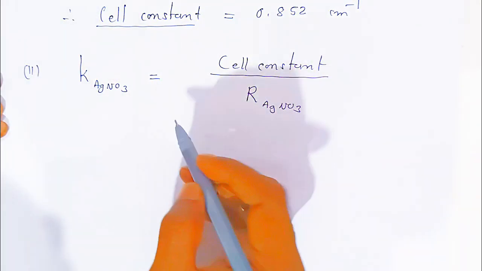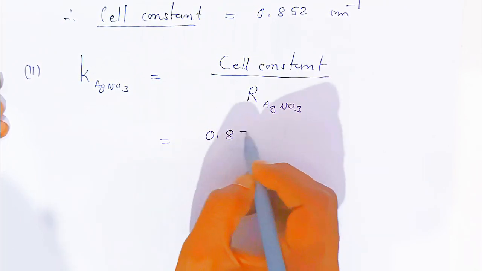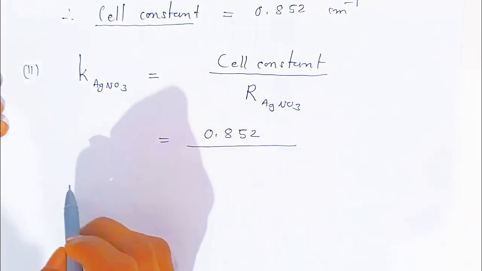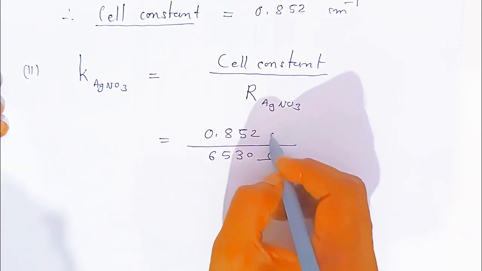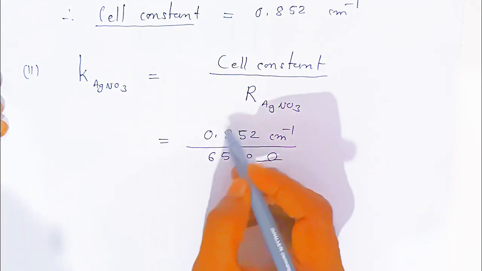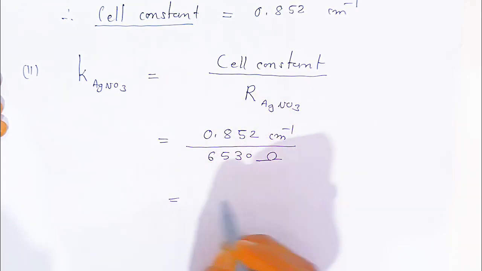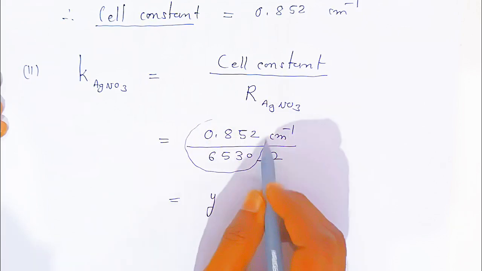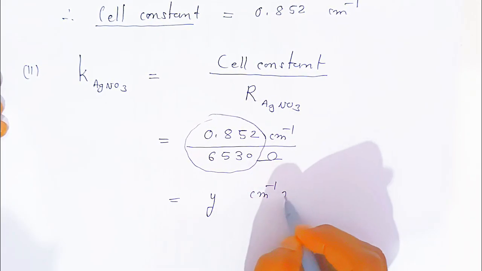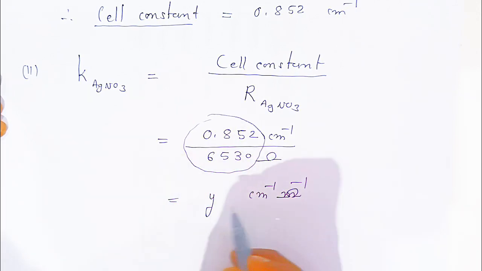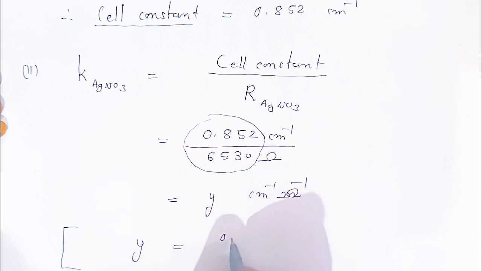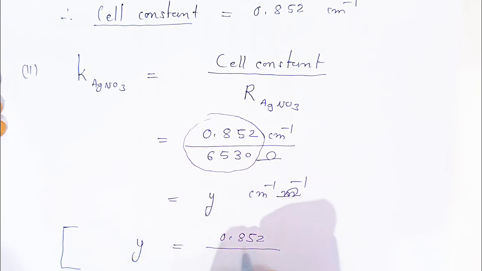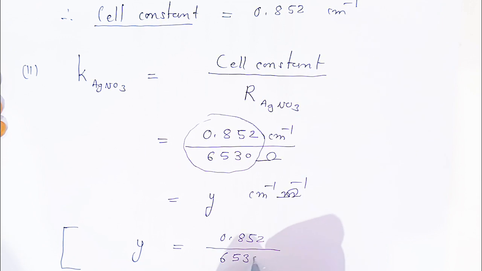Now when you put in the values, the cell constant is 0.852, and the resistance of silver nitrate was given as 6530 ohm. The unit is centimeter inverse and ohm inverse. Here again there is a decimal number division. This whole term you have to consider as y. So how will you find the value of y? You write y is nothing but 0.852 divided by 6530. In the examination, you have to use the log table.